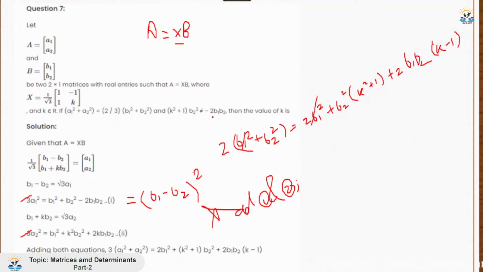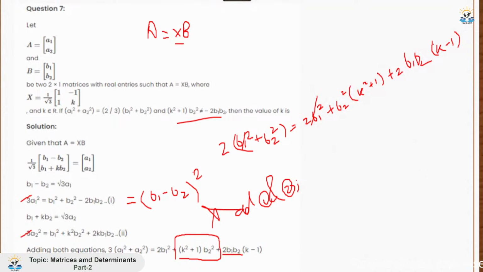But they're saying that this thing is not equal to minus 2b1 b2, which implies, क्योंकि अगर मैं k minus 1 को 0 नहीं करूंगा then I will say that k square plus 1 times b2 square is equal to... I am saying that this thing is not equal to minus 2 b1 b2. So this is given to me in question. So only this thing is left. From here, if I say b2 equal to 0, then this condition will be satisfied. But they're saying these two are not equal. If I take b2 equal to 0, then these two will become equal. So b2 is not equal to 0.